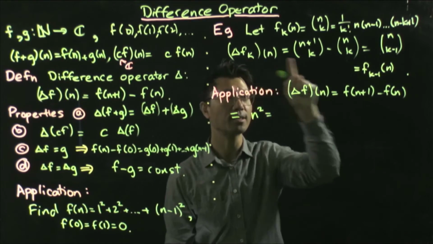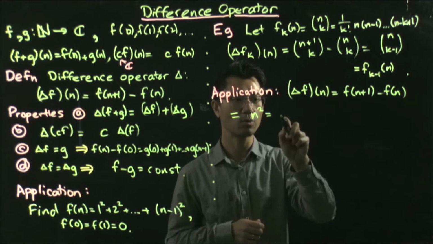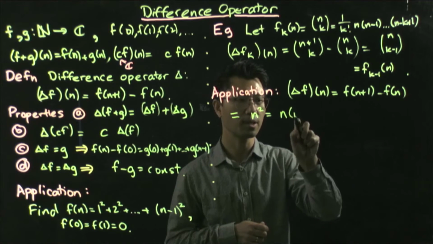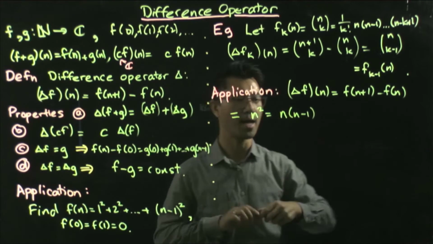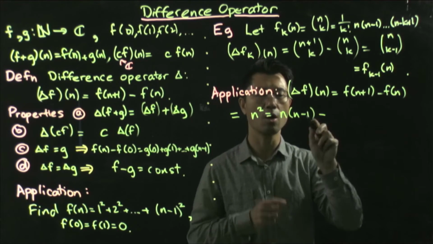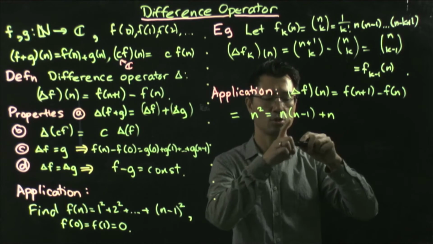So I'm going to rewrite it. I'm going to rewrite this n squared as, firstly, something close to that: n times n minus 1. So that's n squared minus n. And then, since you've subtracted this n here, you need to add back an n to make sure it's equal.